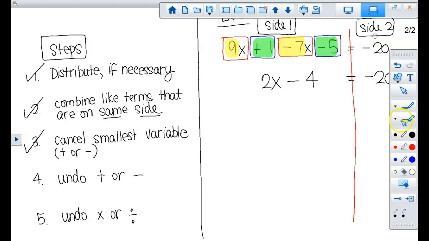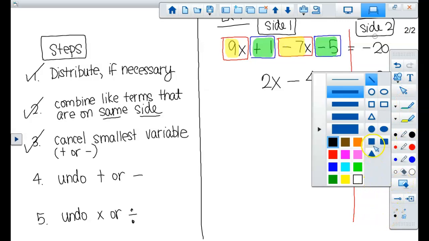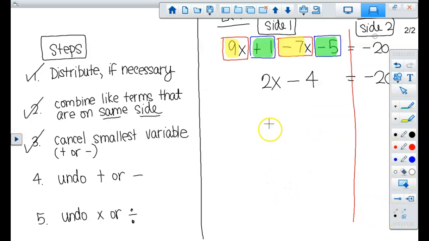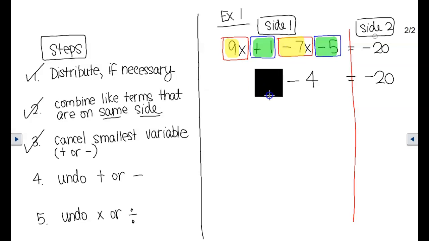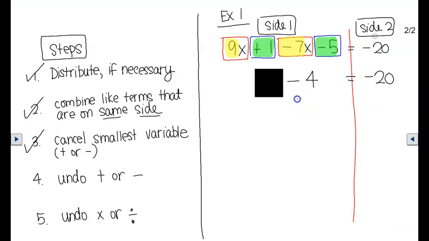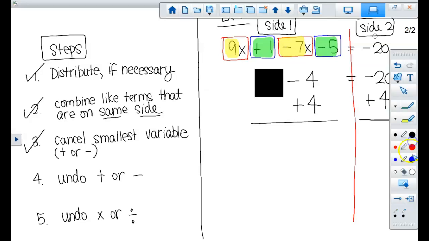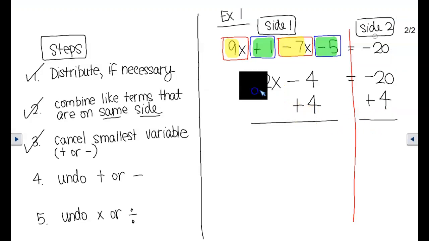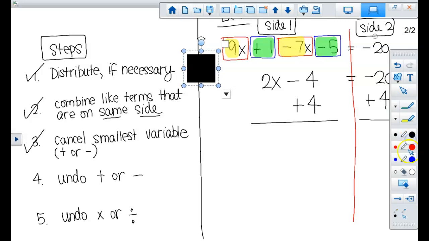We are going to undo addition or subtraction. Now here is that point. Y'all have seen me do this many times now. Here is that point where I cover up my variable so I can see my adding or my subtracting. I have in this problem subtracting 4. So I'm going to undo subtracting 4 by adding 4. So I'm going to add 4 to both sides. Now at this point, we can take that cover away and work with our problem.